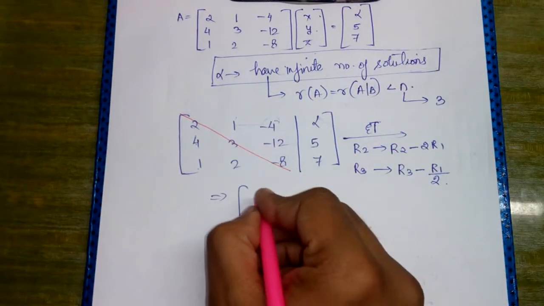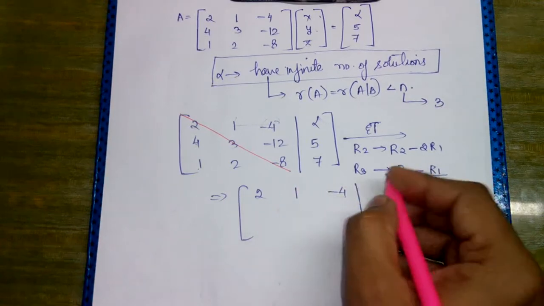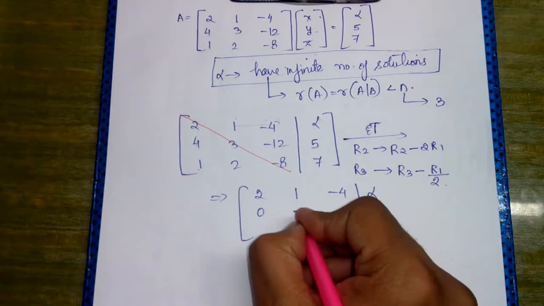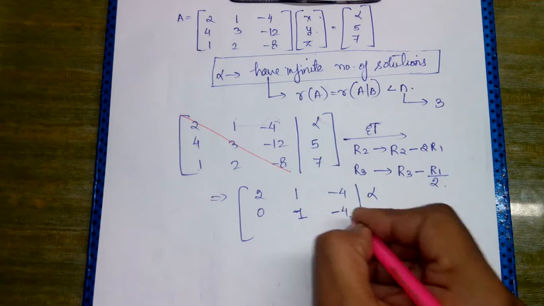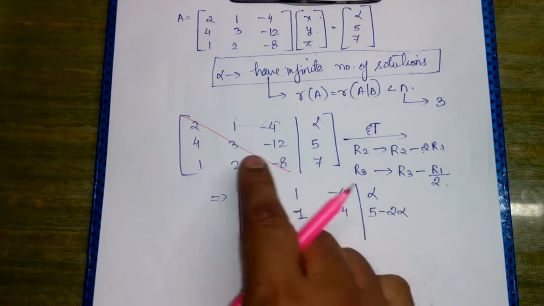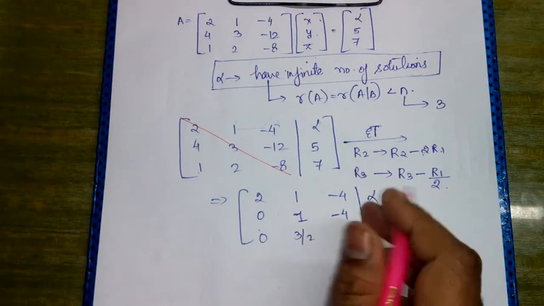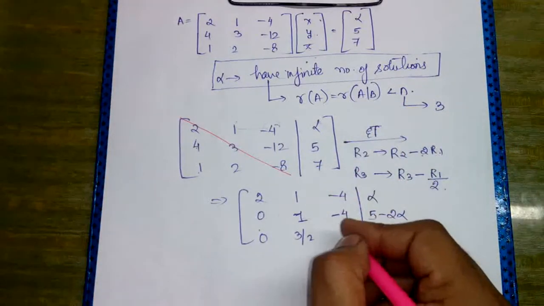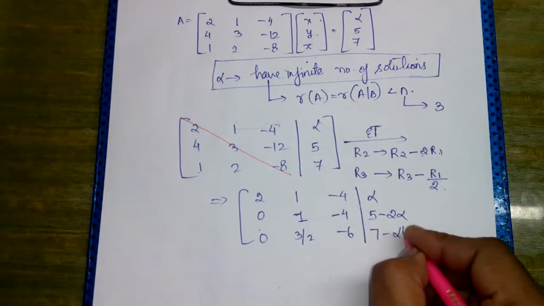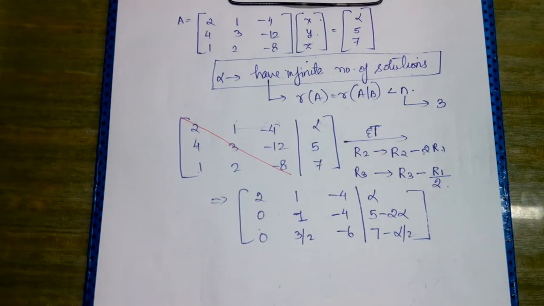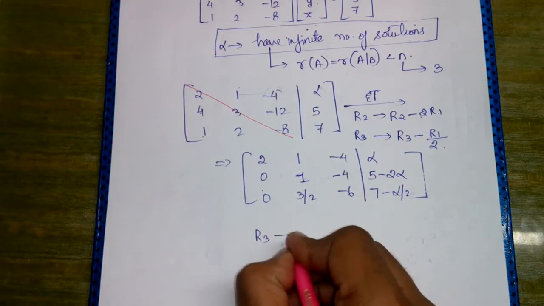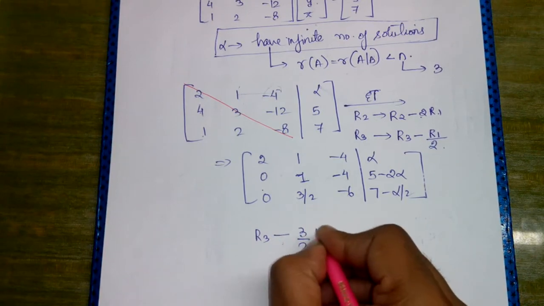So we will obtain 2, 1, minus 4, alpha. The first row will remain unaltered. Then we have 0, 1, minus 4, 5 minus 2 alpha, because we did 2 times R1. And here we will obtain 0, 3 by 2, minus 6, and this would be 7 minus alpha by 2. Okay. So now another elementary transformation: R3 minus 3 by 2 times R2.